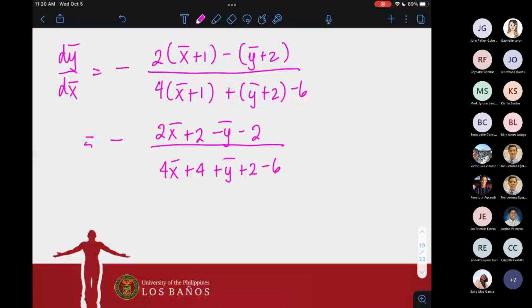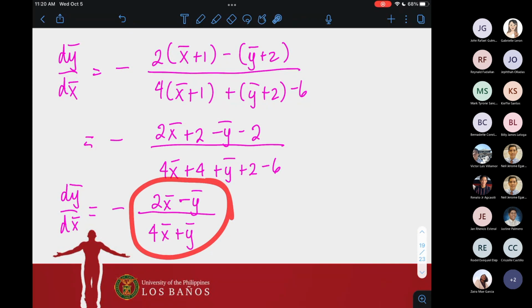So we'll have dy bar over dx bar equals minus 2x bar minus y bar. Okay. Meron kasing plus 2. Tapos dun sa baba, 4 plus 2 minus 6. So magiging 0 lang din yung constants doon. So magkakaroon ako ng 4x bar plus y bar. And now you can see that this is homogeneous of degree 0. Pag yung x bars, pinalitan mo ng lambda x bar, pag yung y bars, pinalitan mo ng lambda y bar, makikita mo to ay homogeneous of degree 0. Okay? Actually, you can write this as negative 2 minus y bar over x bar over 4 plus y bar over x bar.